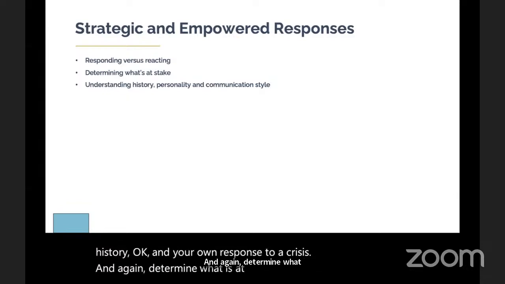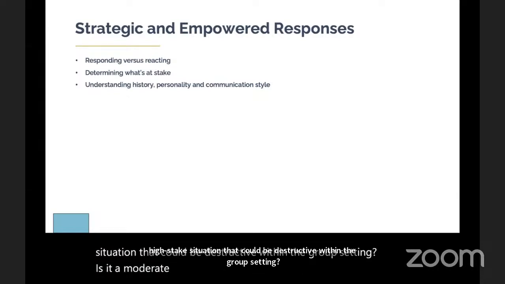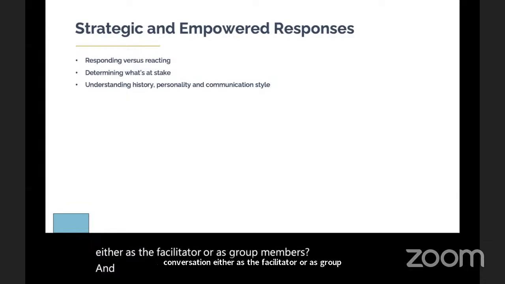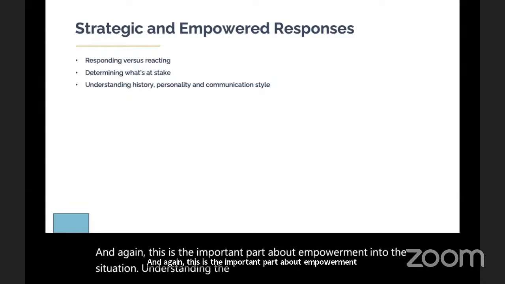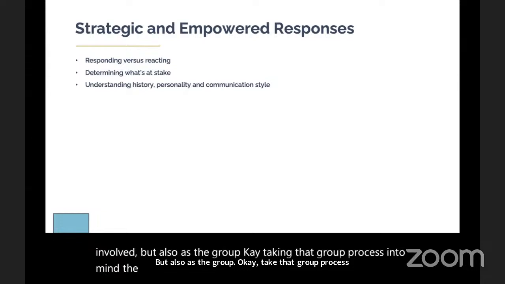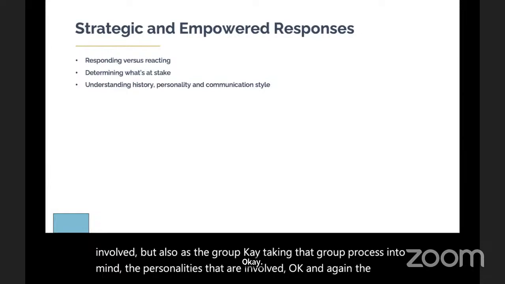Is this a high stake situation that could be destructive within the group setting? Is it a moderate one that may just need further conversation, either as the facilitator or as group members? And again, this is the important part about empowerment in the situation: understanding the history, both of the individuals involved, but also as the group. Taking that group process into mind, the personalities that are involved, and the communication styles that they bring to the table.